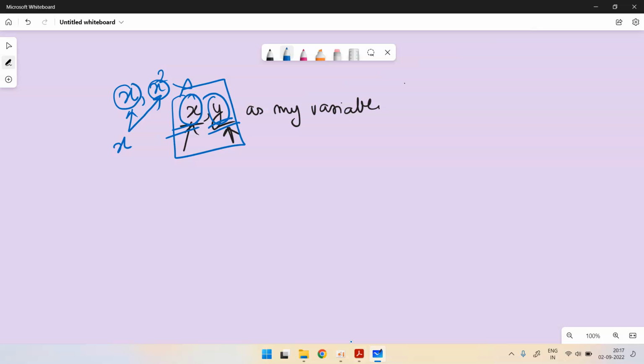Pair of linear equations. Now we will write the linear equation in two variables. Suppose this is 2x plus 3y equals 5. This is a two variable equation. One variable is x and one variable is y.